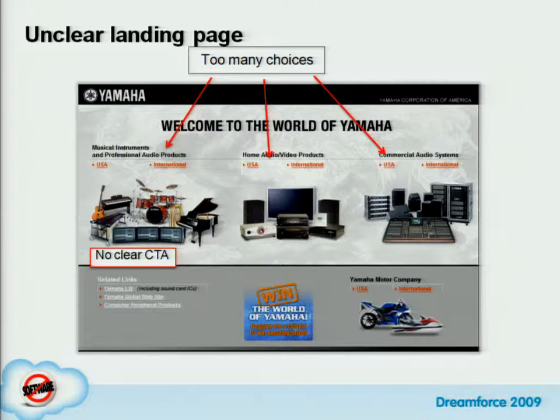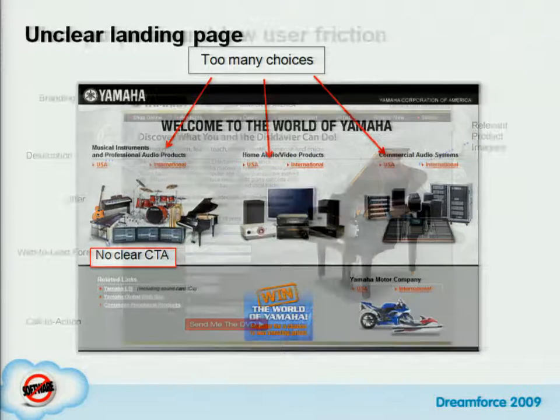The attention span of someone coming in from search engine marketing is usually pretty short, and if you send someone to this page, they're going to look at it, assume they went to the wrong site, and click back and go somewhere else. So not only did you alienate a potential customer and cost yourself money, there's a good chance you're sending them to one of your competitors.